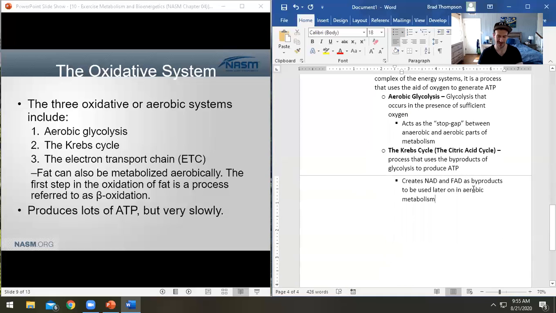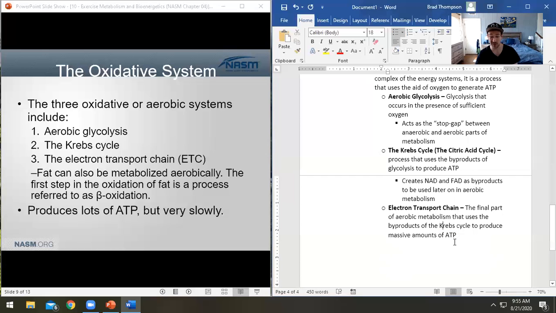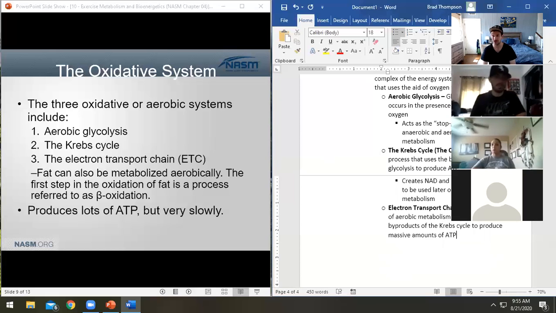Then you have the electron transport chain. The electron transport chain is the final part of aerobic metabolism that uses the byproducts of the Krebs cycle to produce massive amounts of ATP. But here's the thing, it does it pretty slowly. I mean, your Krebs cycle's waiting for all this other stuff to get created.